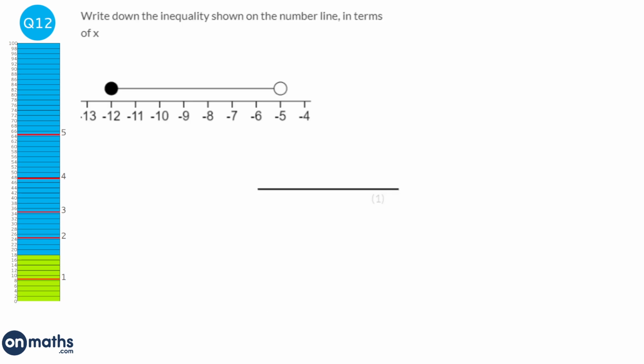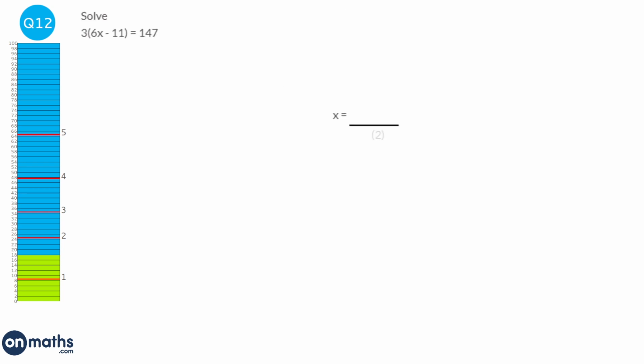We're going to start off by writing the numbers that the dots are at. So we've got minus 12 and we've got minus 5, and x is anywhere between those. Now, it's obviously going to be greater than minus 12, and it's going to be less than minus 5, but it can equal minus 12, and the reason for that is it's a filled in dot, but it can't equal minus 5 because that is a hollow dot.